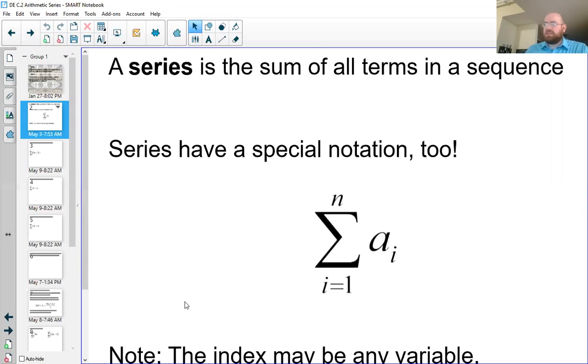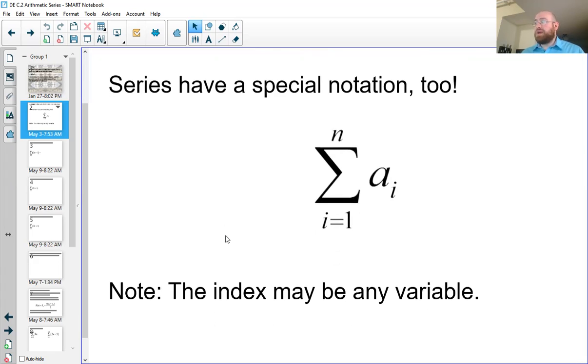A series is the sum of all terms in a sequence. So if we take all of these numbers and add them together, that is the series. So a series is a number, not necessarily a list of numbers.